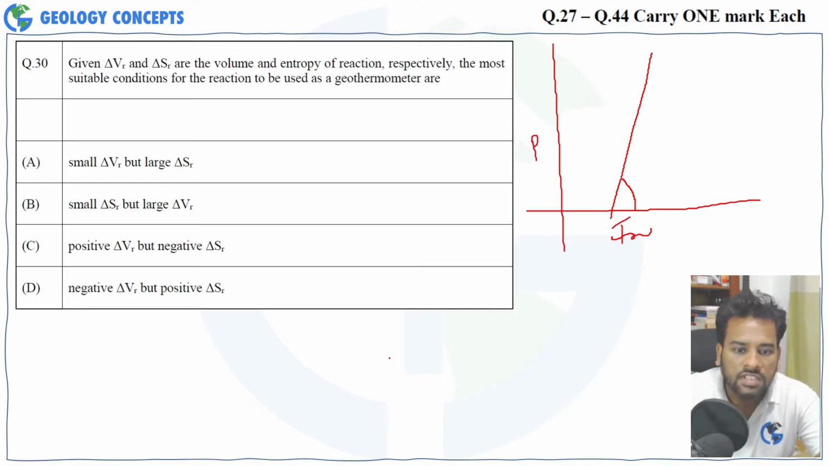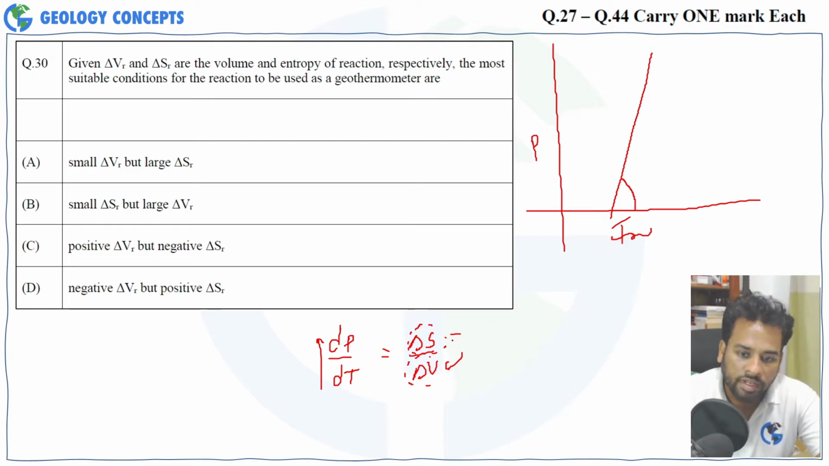So the slope of this is dP by dT, and from the Clausius-Clapeyron equation we know dP/dT is equal to delta S by delta V. Now for this slope to be more, delta S should be large and delta V should be small. A smaller delta V will give you a higher dP/dT, and more delta S will also give you a higher dP/dT. So the best condition is to have a small delta V and large delta S. So A will be the correct option.